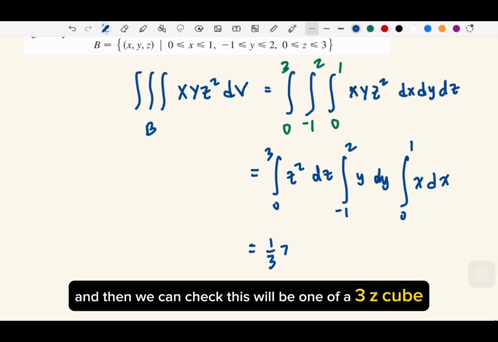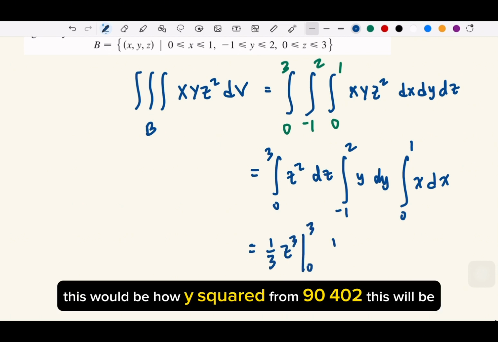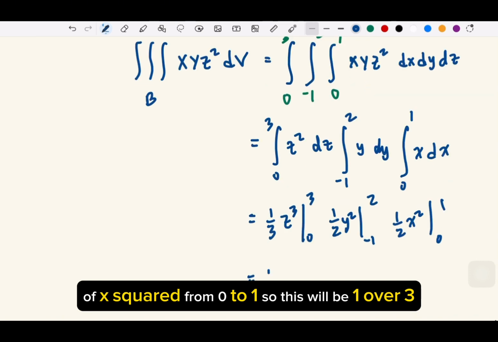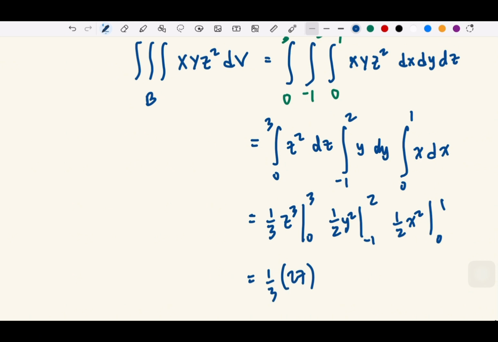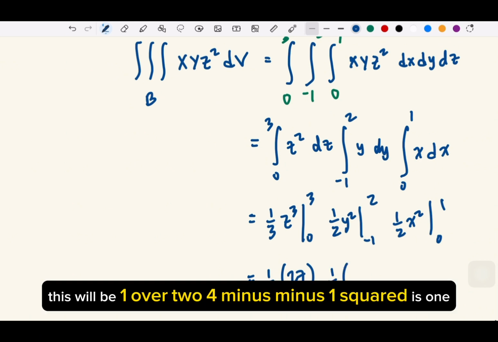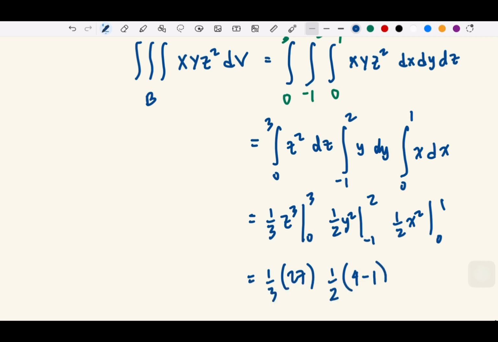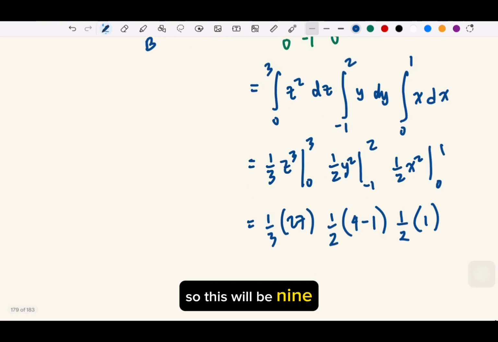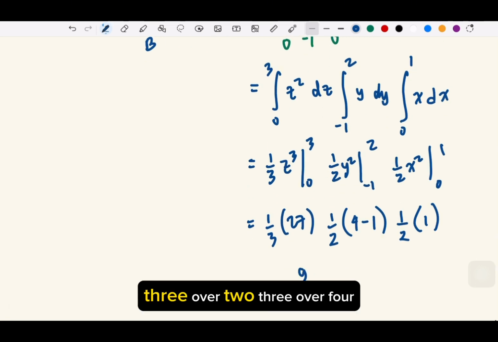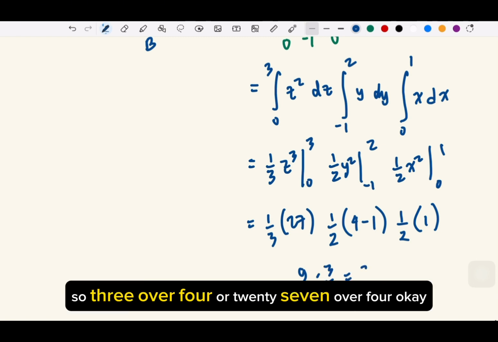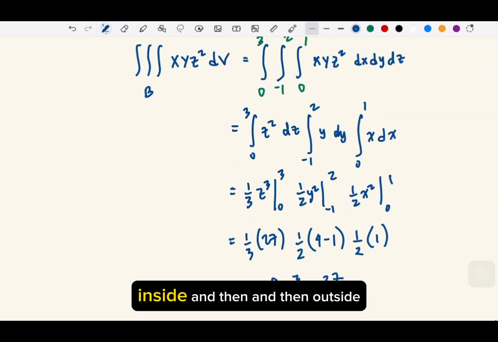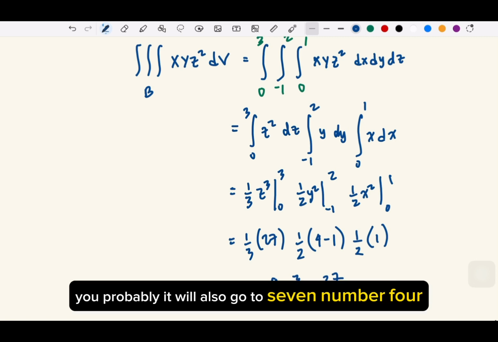This will be 1 over 3 z cubed. This will be half y squared from negative 1 to 2. This will be half x squared from 0 to 1. So this will be 1 over 3 multiplied by 27. This will be 1 over 2. 4 minus 1 squared is 1. So in half, this will be, okay, so this will be 9, 3 over 2, 3 over 4. So 27 over 4. Okay. The same result if you try from the inside and then outside integration, you evaluate, it will also go to 27 over 4.